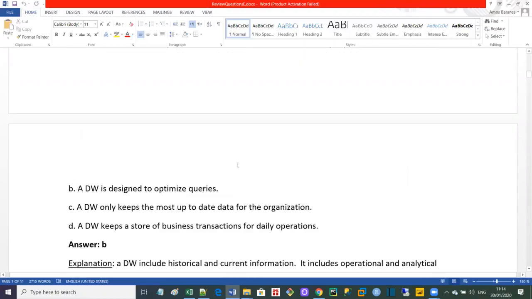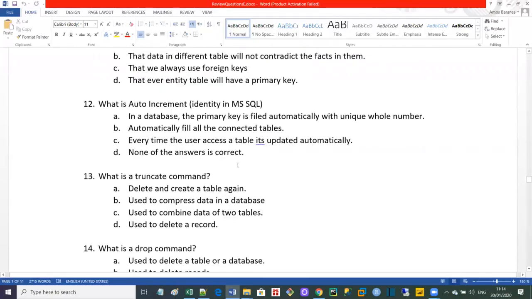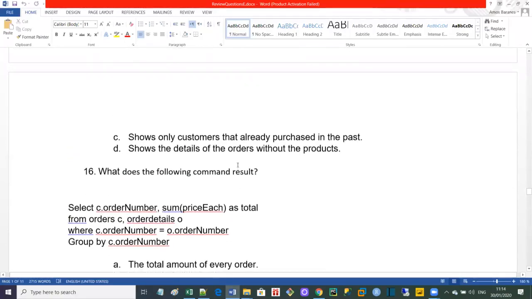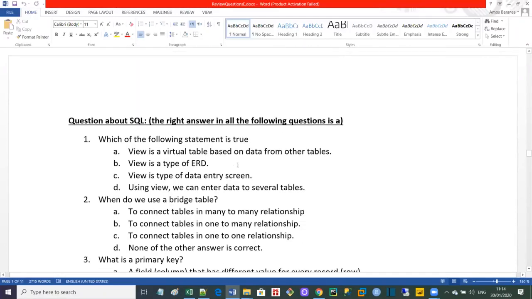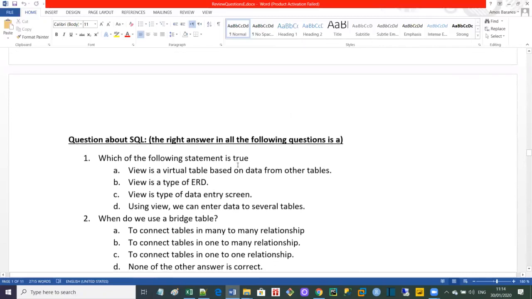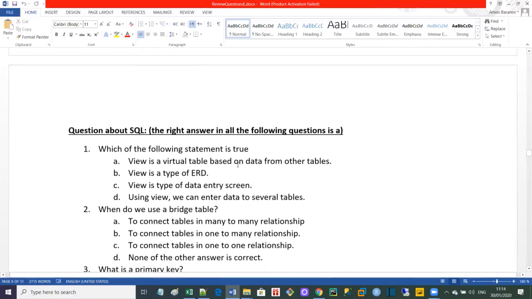I will start from the second part, which is the SQL questions. We didn't go over those in class. I did upload an SQL file with all the comments, but I think it would be good if you would go over those kinds of questions. It will give you a good idea what you might see in the exam. So let's start. Questions about SQL.